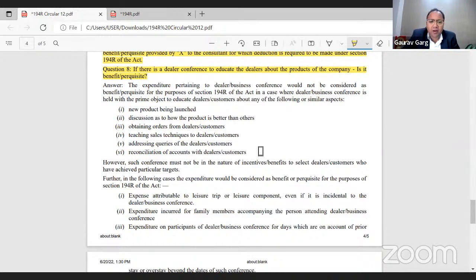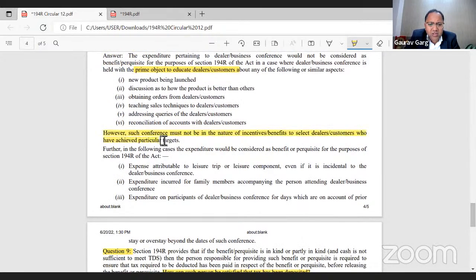And certainly we're going to face a lot of challenges in how to structure our conferences and seminars and sessions. Let's see, but let's understand the intention behind question number 8. The expenditure pertaining to dealer business conference would not be considered as benefit or perquisite for the purpose of section 194R of the Act, in a case where dealer business conference is held with the prime object to educate dealers, customers about any of the following or similar aspects: new product being launched, discussion as to how the product is better than others, obtaining orders from dealers and customers, teaching sales techniques to dealers, customers, addressing queries of the dealer's customer, reconciliation of accounts with dealer's customers.